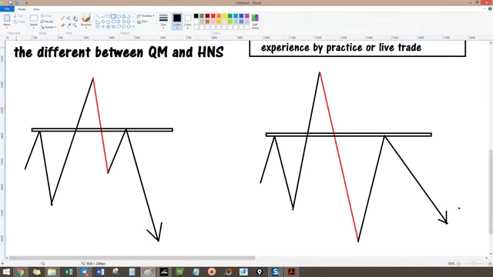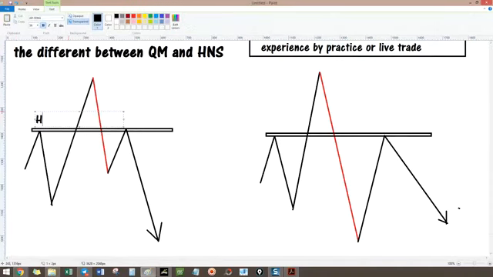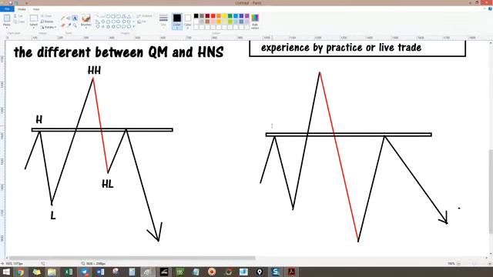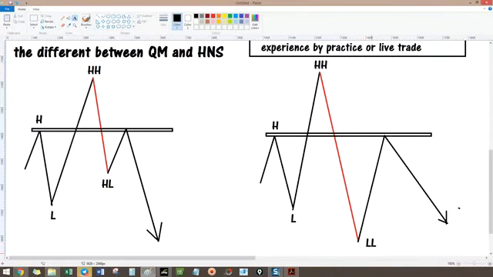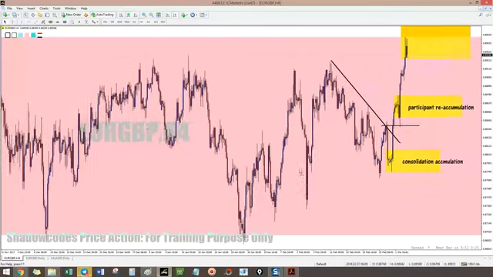First I think I need to label this first. This is a high, low, higher high, higher low. This is a high, low, higher high, and lower low. So let's see in the market.